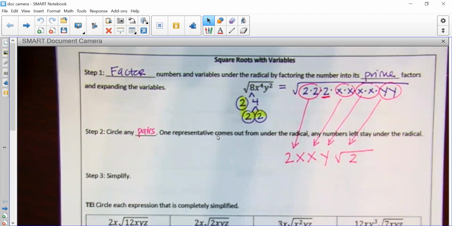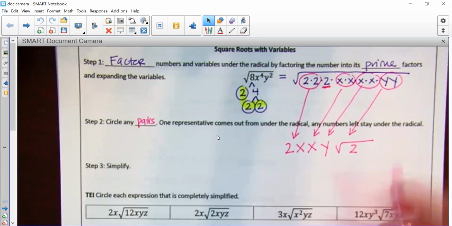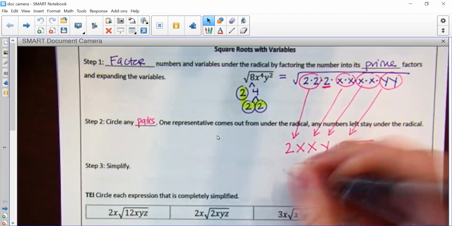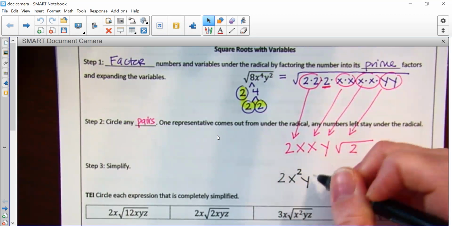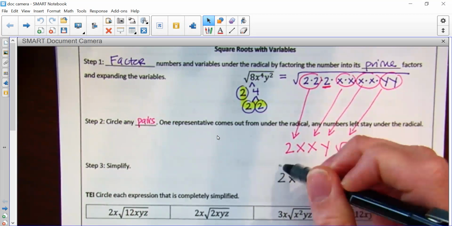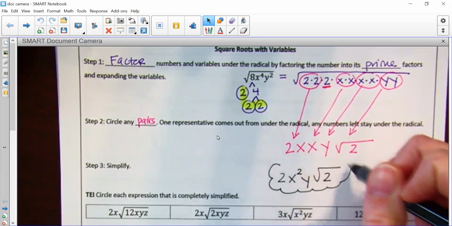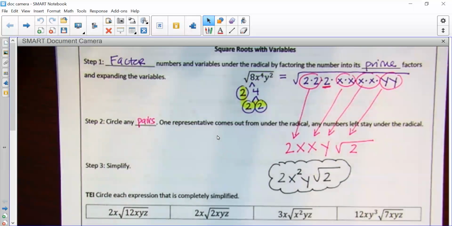And then step 3 is just to simplify. So I'm going to condense down anything that I need to. So like x times x is x squared. If there was more than one number, I'd multiply them together at this step. So I end up with 2x squared y times the square root of 2.